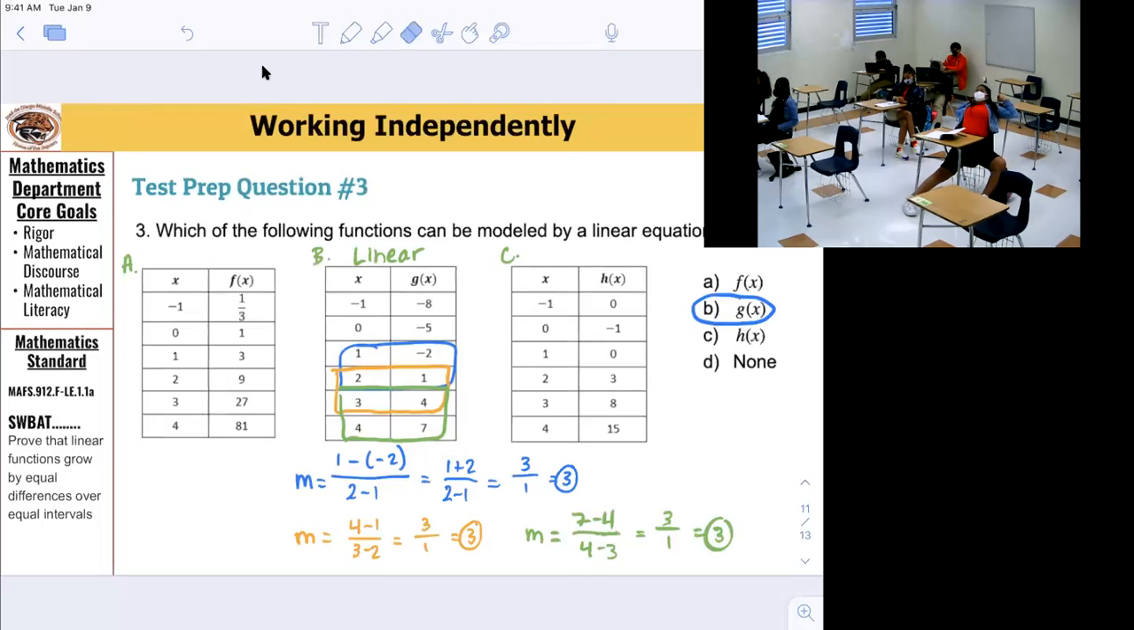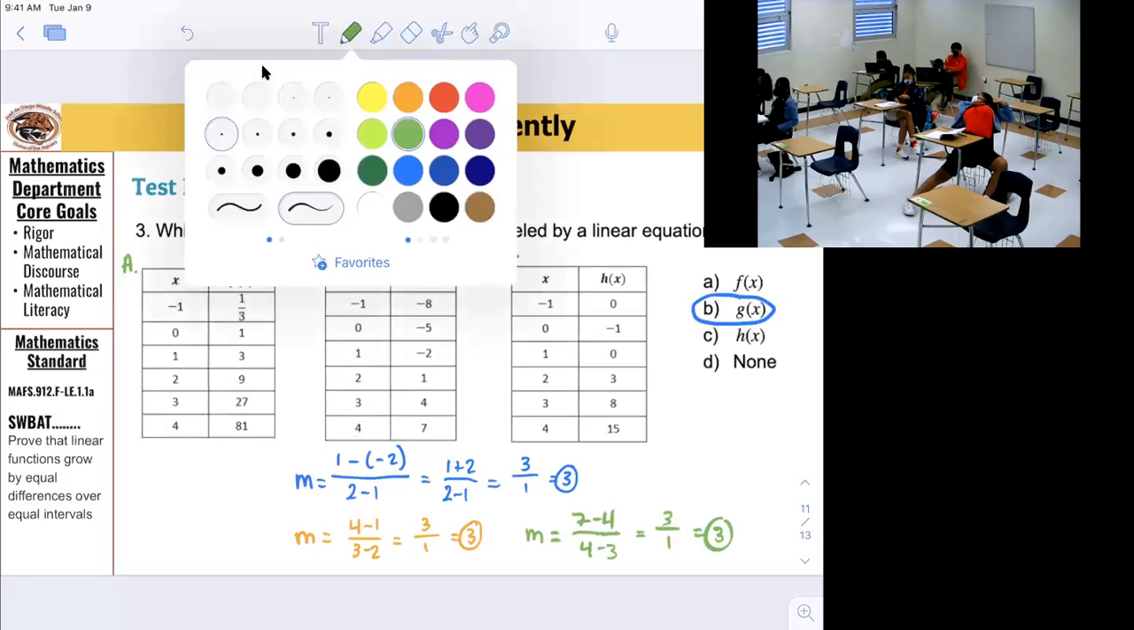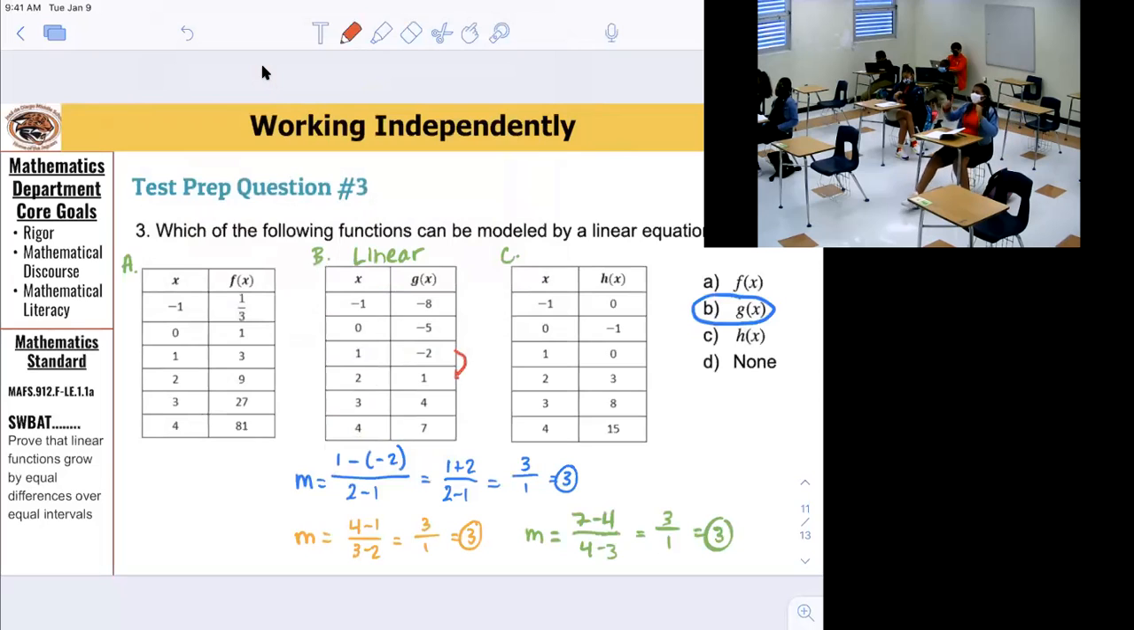You might have also noticed the pattern on the right-hand side: from -2 to +1 is +3, +3, +3. So again, you might notice that pattern, but it's always good to double check using the formula. All right, so that's why B was correct.